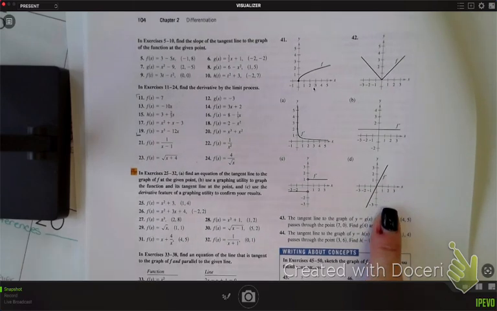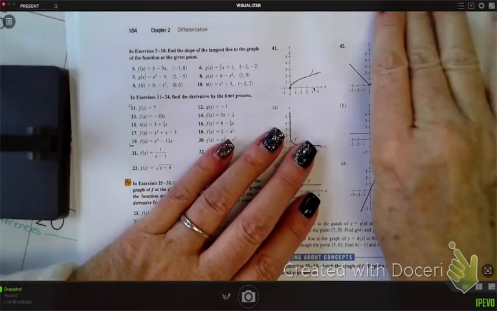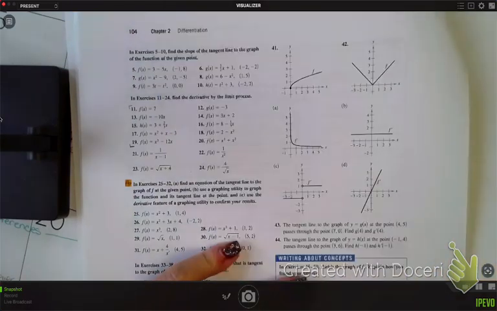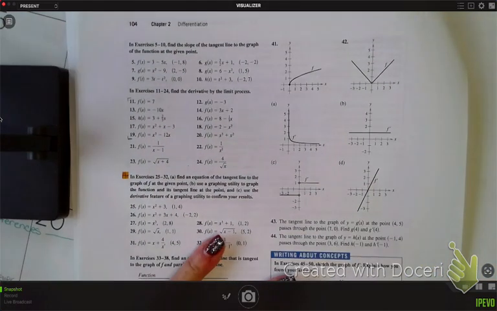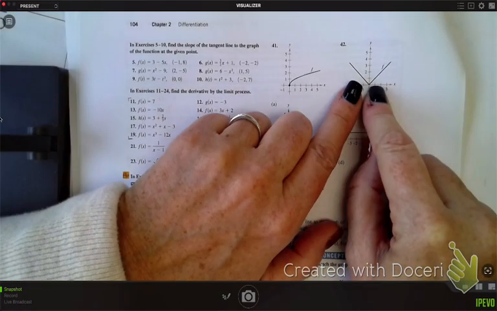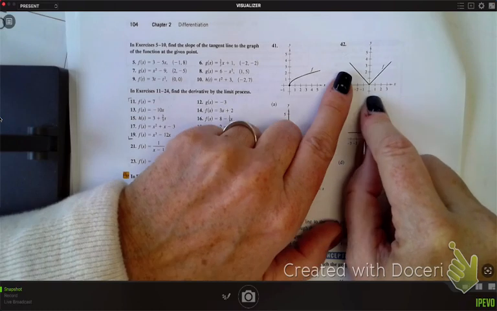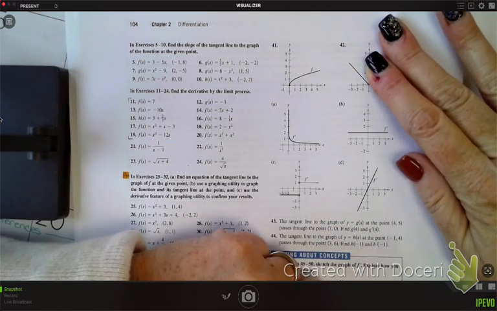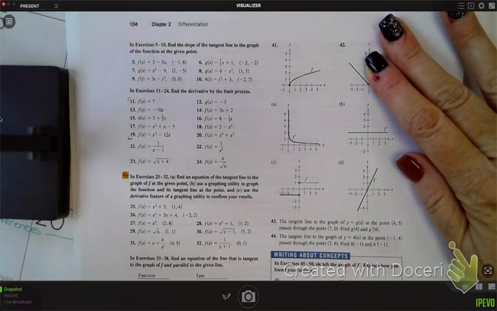Okay, so now we have 41 and 42. That's cubic. No, it's a square root. Oh yeah. And this is an absolute value, yes? Yes. Now, with an absolute value, if I cover this up, do I have a linear line? Yes. So that slope would be horizontal. That derivative would be horizontal, correct?